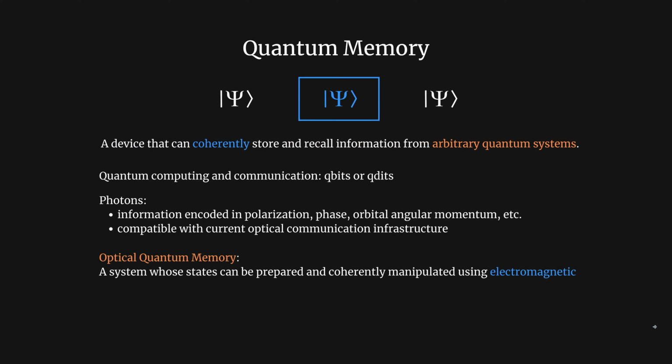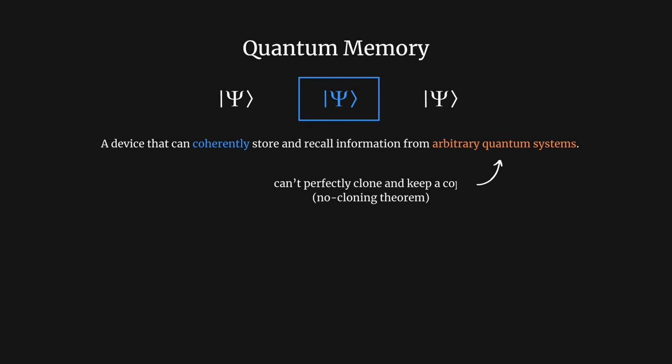So we're going to introduce the term optical quantum memory, which is a system utilizing these qubits or qudits, and its states can be prepared and coherently manipulated using electromagnetic fields. So from now on, we're going to specifically be talking about optical quantum memories. Since we're dealing with arbitrary quantum systems, we can't really make a perfect clone and keep a copy, and this is restricted by the no cloning theorem. However, it is possible to create imperfect and probabilistic copies.